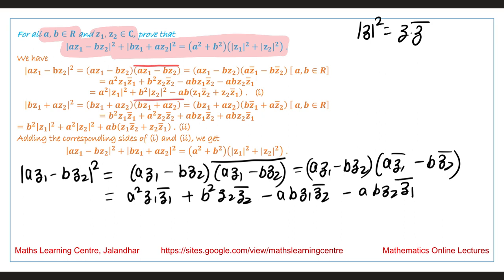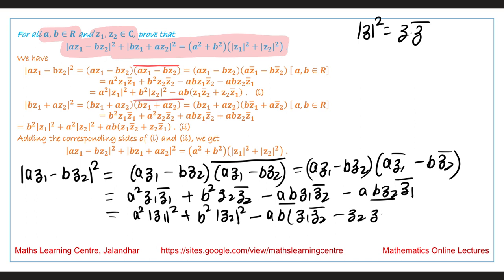Similarly, we can rearrange these terms and write it in the form a square mod of z1 square plus b square mod of z2 square. Then we take ab common, writing it as minus ab common, and we are left with z1 z2 bar minus z2 z1 bar.